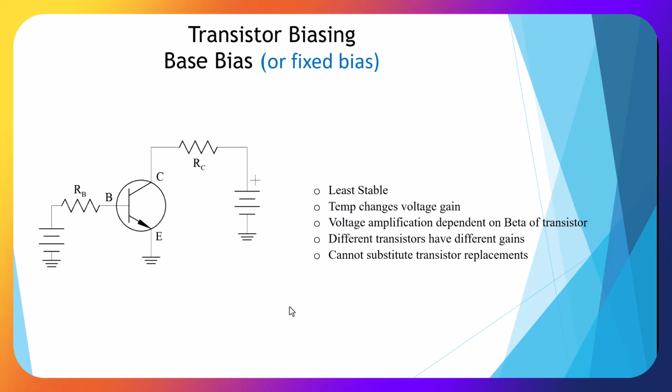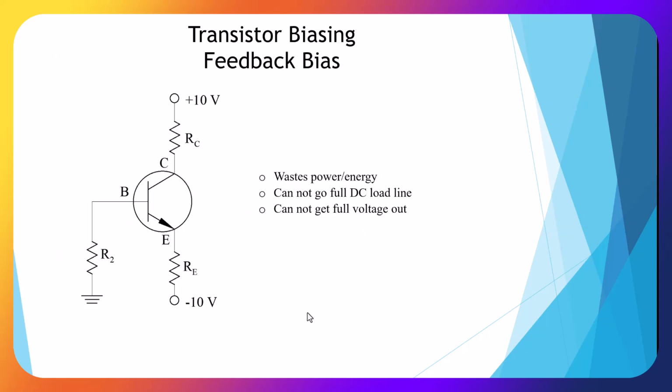Temperature changes affect voltage gain. Voltage amplification is dependent on the beta of the transistor. Different transistors have different gains, so you cannot substitute transistor replacements. Here we have transistor biasing, a feedback bias.